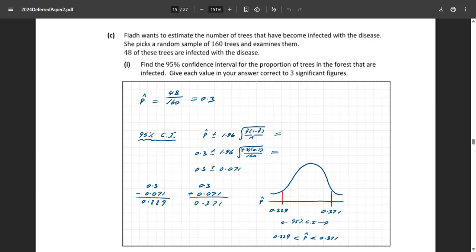You fill in your 0.3. 1 minus 0.3 is 0.7. Over 160, which is the sample size, and when you work it out you get a lower limit and an upper limit, 0.229 and 0.371. So what we're saying is we're 95% confident that the proportion of trees infected is between 0.229 and 0.371. Okay, so that's p hat. That's what we were asked.